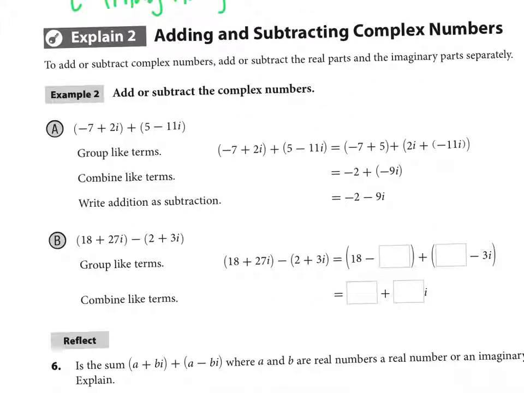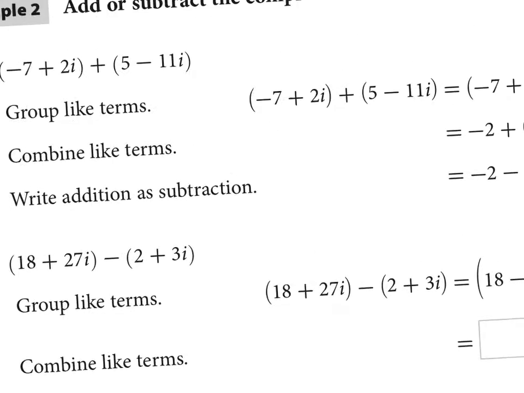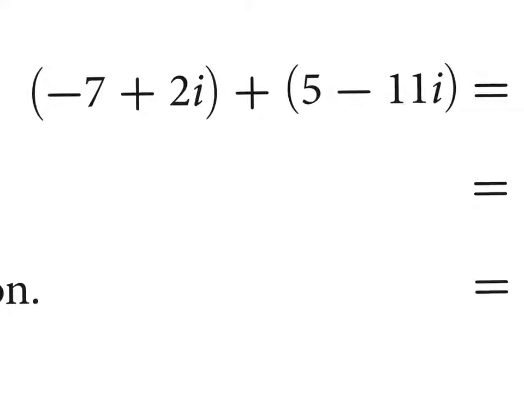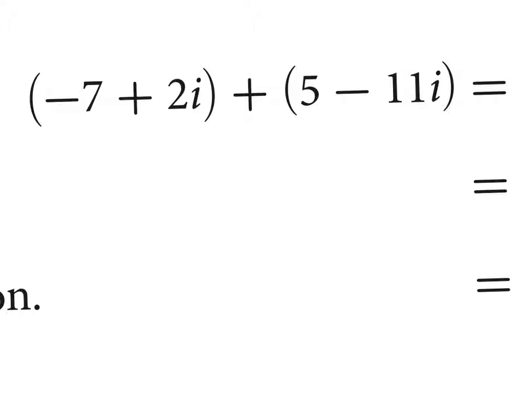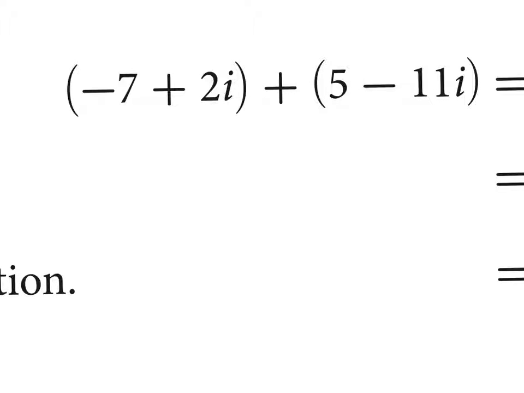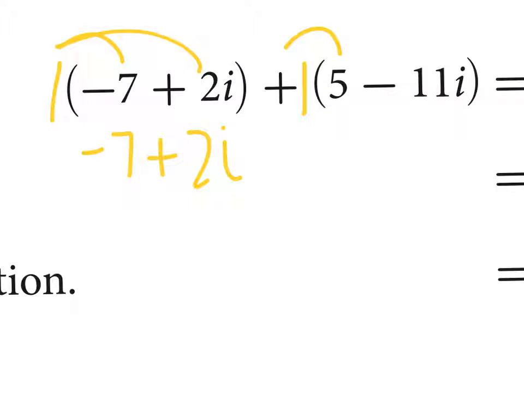So when we get into the rest of what we're doing today, which is adding and subtracting complex numbers, the way I add and subtract complex numbers, like negative 7 plus 2i plus 5 minus 11i, is the same way that I added and subtracted earlier with x. Anytime I have parentheses, remember there is a 1 in front of those. 1 times negative 7 is negative 7. 1 times 2i is 2i. 1 times 5 is 5. And 1 times negative 11i is negative 11i.